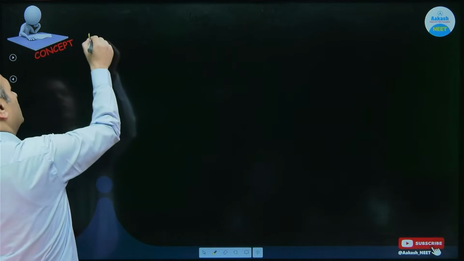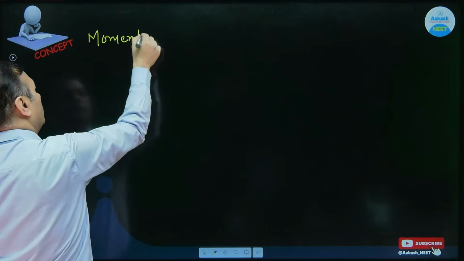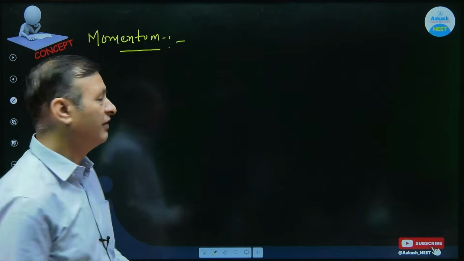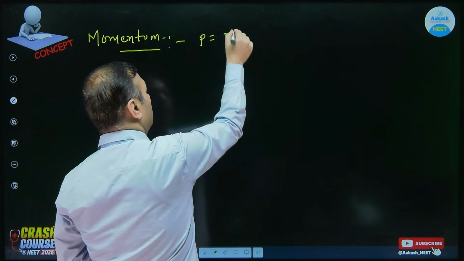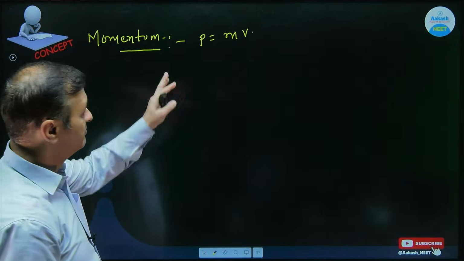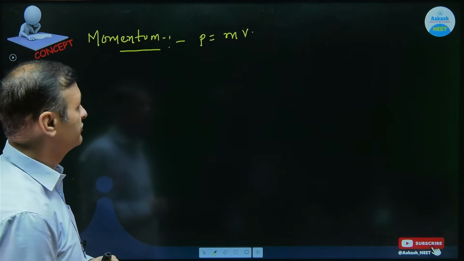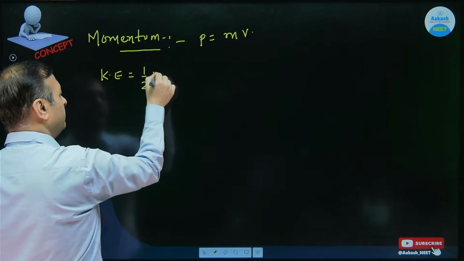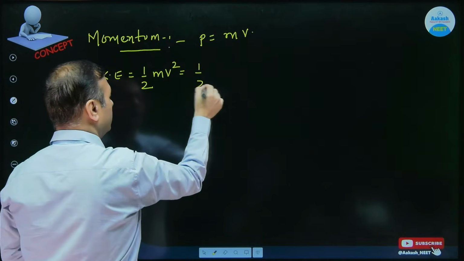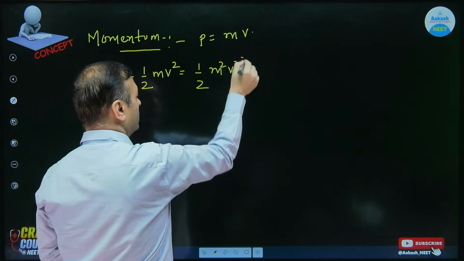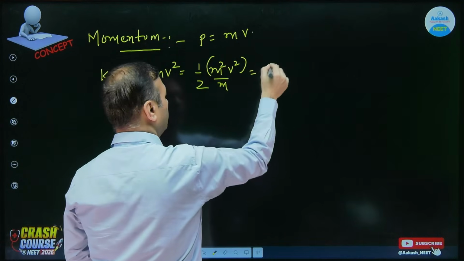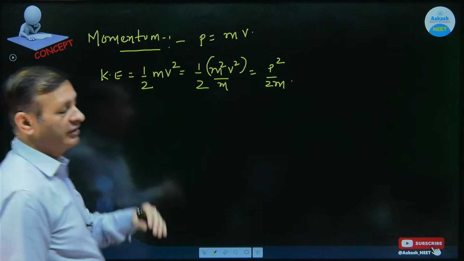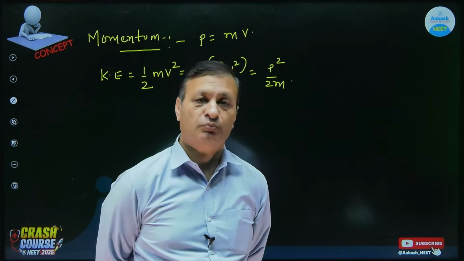Any doubt from this part? Now we know momentum also quantifies the amount of motion we have. So momentum is mass into velocity. In terms of its magnitude, we simply put it as mass into its speed. So how kinetic energy, half mv square, we put it as m square v square, and this we put it as p square by 2m. So this is the relation you have between the kinetic energy and the momentum.